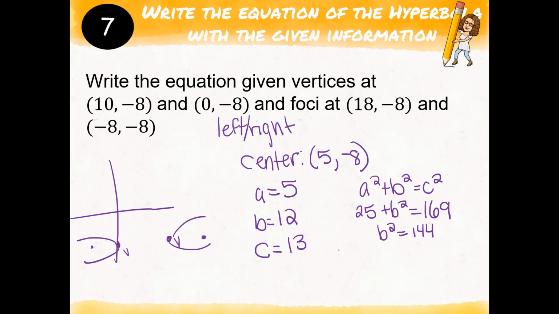Now, let's write the equation. We said it's left and right, so that means my X is going to show up first in my equation. I'm just writing out my template. There we go. Again, subtraction in the middle, that's how we say it's a hyperbola. It's going to be (x minus 5), (y plus 8). That's my center. My A value goes under the first. My B value goes under the second.